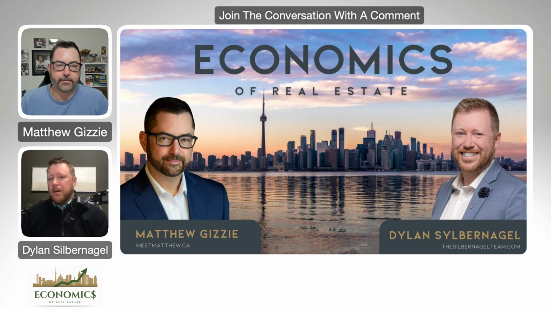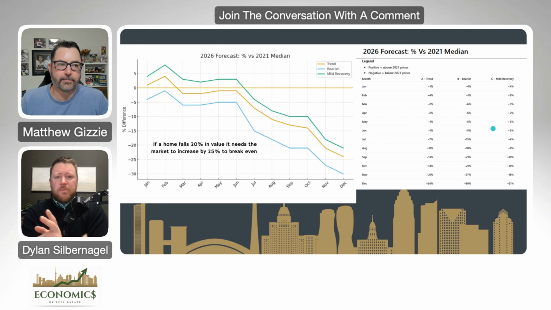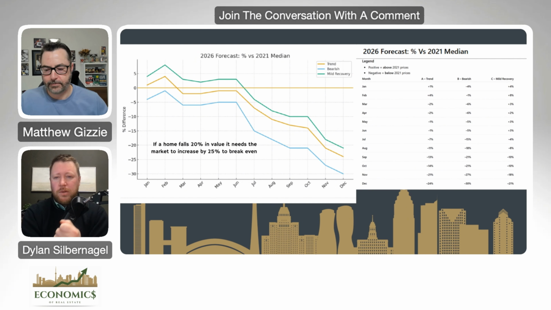So talk to me a little bit about the changes that we're seeing in terms of our median price. What I want you to look at here is our forecasts for 2026 in comparison to our 2021 median, which we have as our baseline. The thing we need to highlight is if 2026 follows the same trend as what we've seen in 2023, 2024, 2025. Actually, if you can go to that chart. So this is the trend.